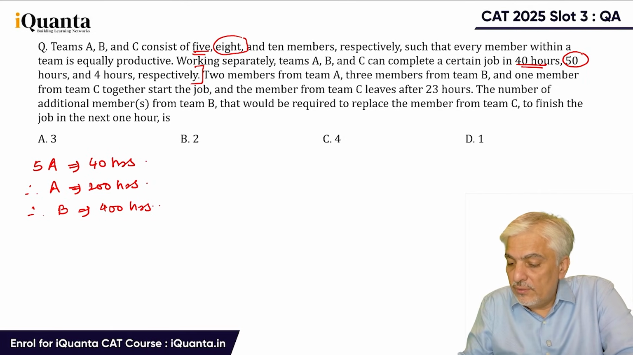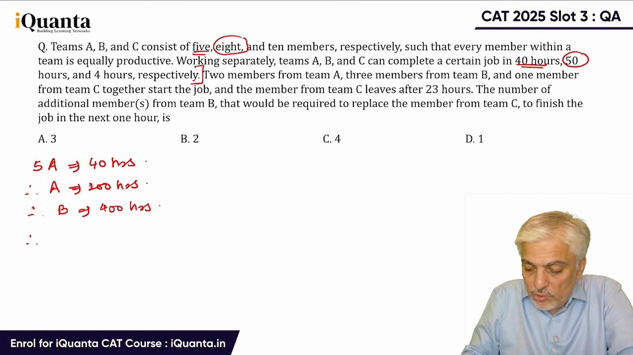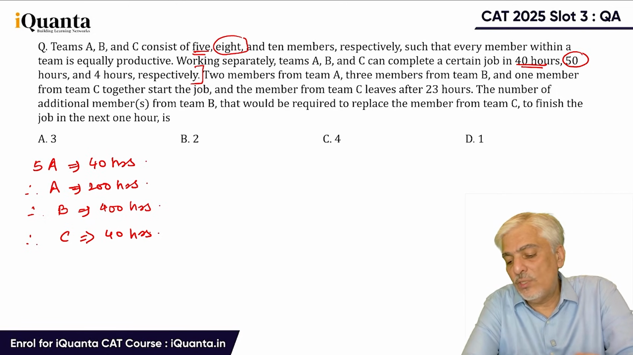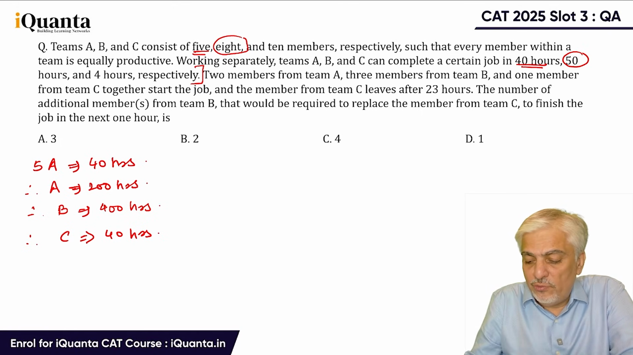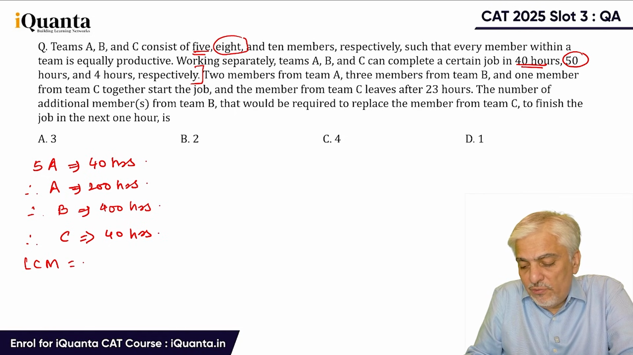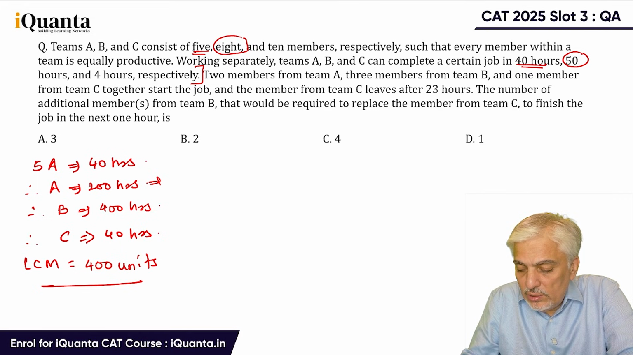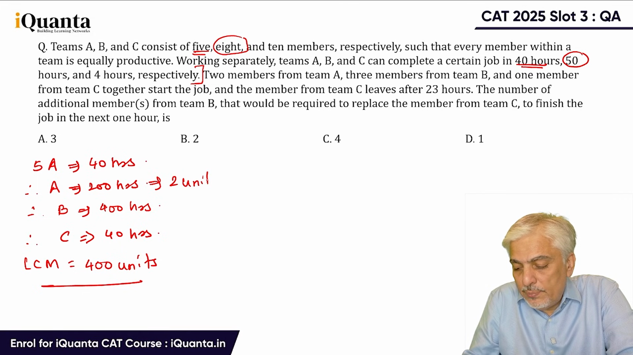right? 8 into 50. And 10C can do the job in 4 hours. So therefore 1C can do the job in 40 hours. So 1A can do the job in 200 hours, 1B can do the job in 400 hours, and 1C can do the job in 40 hours. If I take the LCM, the LCM would be 400. So the total work would be 400 units. And therefore A can do how much work? 2 units per hour. B can do 1 unit per hour, while C can do 10 units per hour.